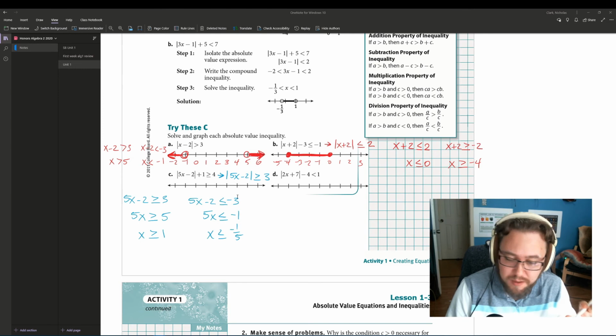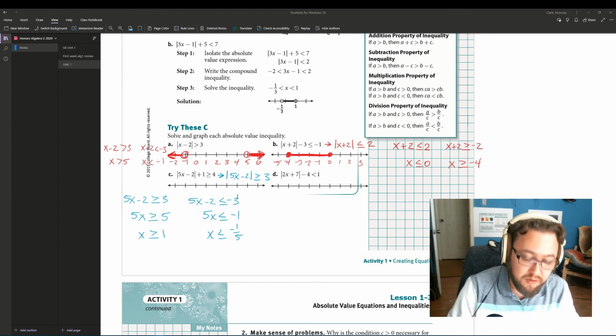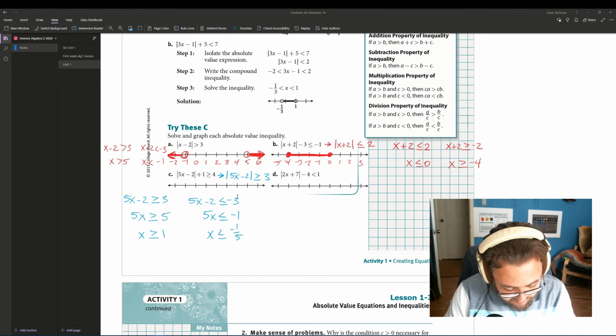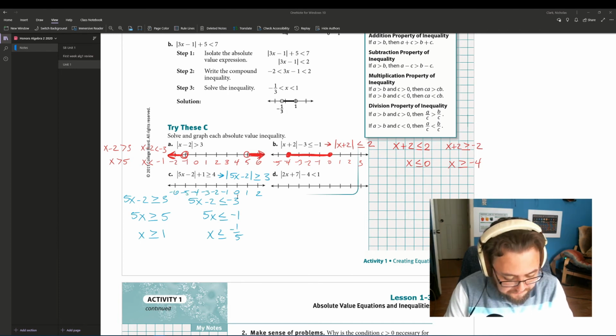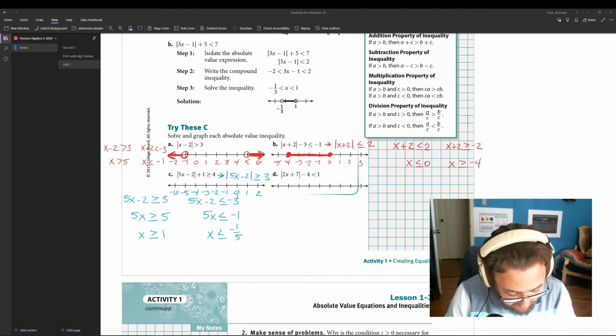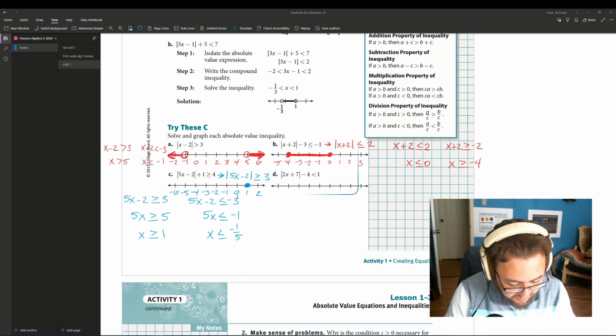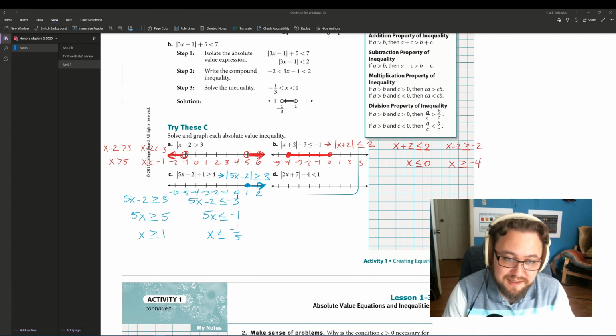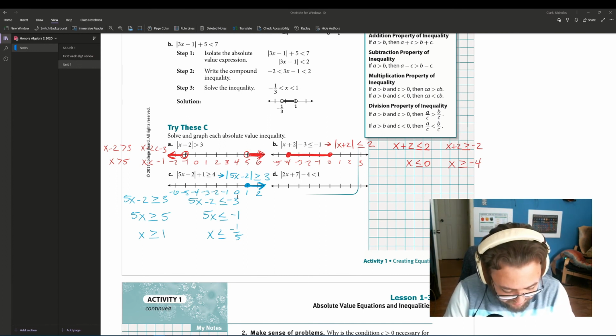We need to start by labeling our graph. So I'm going to say 2, 1, 0, negative 1, negative 2, negative 3, negative 4, negative 5, negative 6. These are going to be filled in because of the equal sign there. x is greater than or equal to 1. So here's 1. Greater means to the right. Easy enough. The other one is x is less than or equal to negative 1/5. Negative 1/5 is going to be just slightly to the left of 0. So I'm going to say somewhere about here. And then less than means to the left.